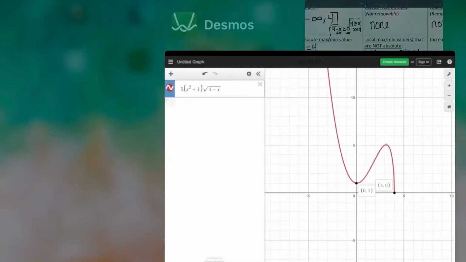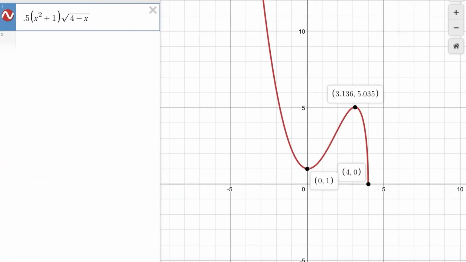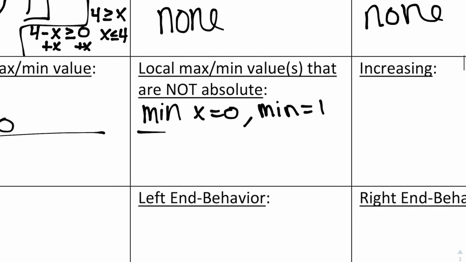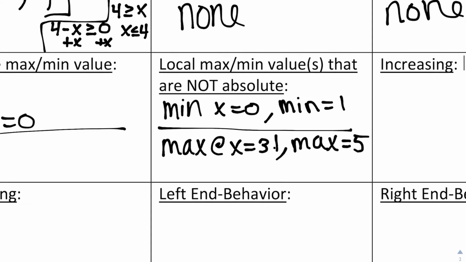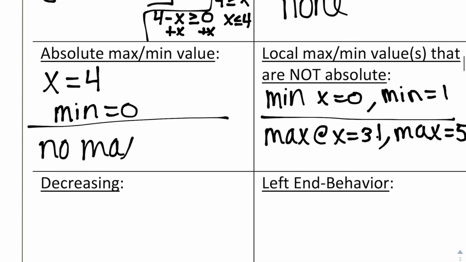All right. Going back to my graph and looking for a maximum, I have a point here. So (3.1, 5.0). So that would be a local maximum, but it's not the absolute because this graph continues to infinity. So at x is 3.1, we have a relative max, and the max is 5. And there was no absolute max because it goes to infinity.